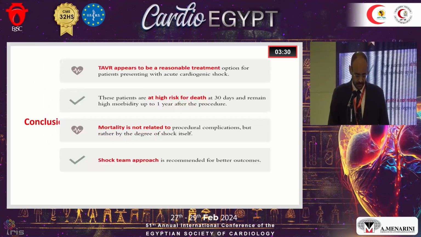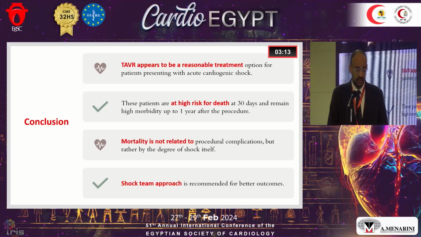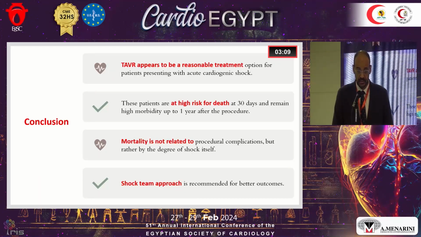In conclusion, TAVI appears to be a reasonable treatment option for patients presenting with acute cardiogenic shock. These patients are at high risk of death at 30 days and remain at high morbidity up to 1 year after the procedure. Mortality is not related to procedural complications, but rather to the degree of shock itself. And a shock team approach is recommended for better outcomes.